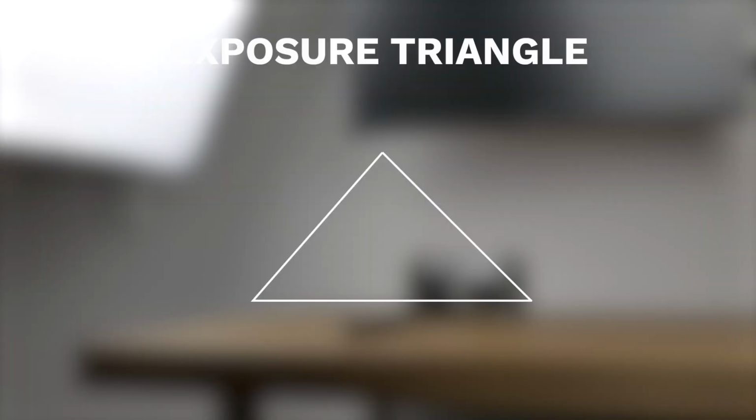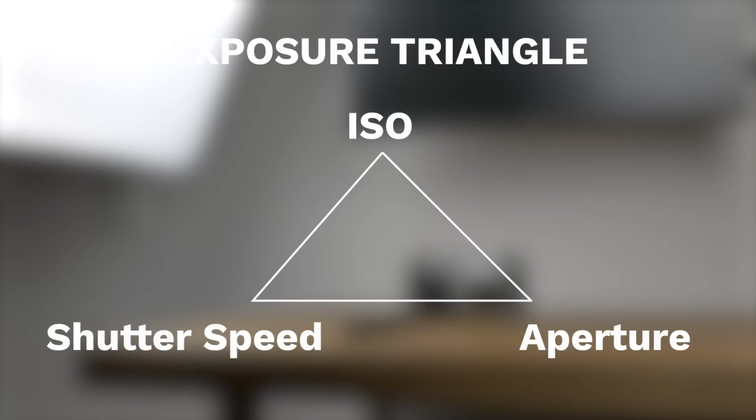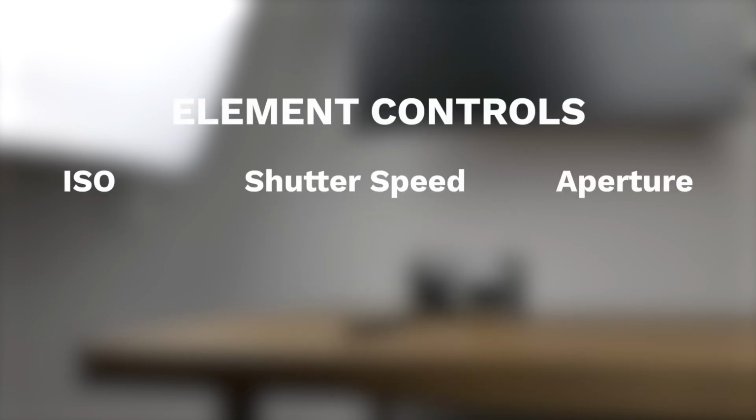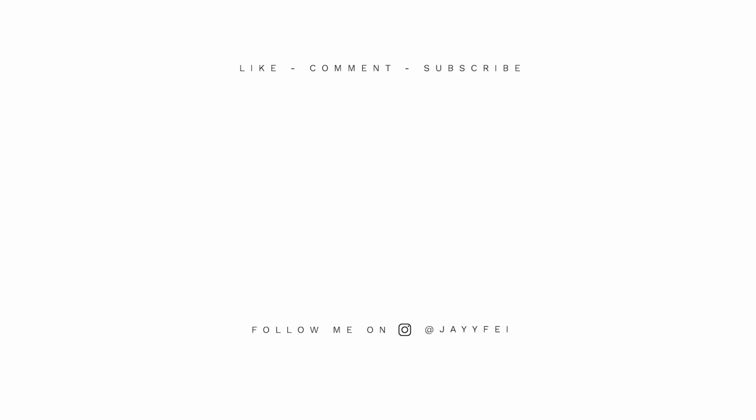So to sum up, the exposure triangle consists of three elements: ISO, shutter speed, and aperture. In order to brighten an image, you need to increase the ISO value, decrease the shutter speed value, and decrease the aperture value. To get the best image quality possible, you need to prioritize ISO. To freeze motion, you need to prioritize shutter speed, and to capture more depth in an image, you need to prioritize aperture. I hope this video has helped.